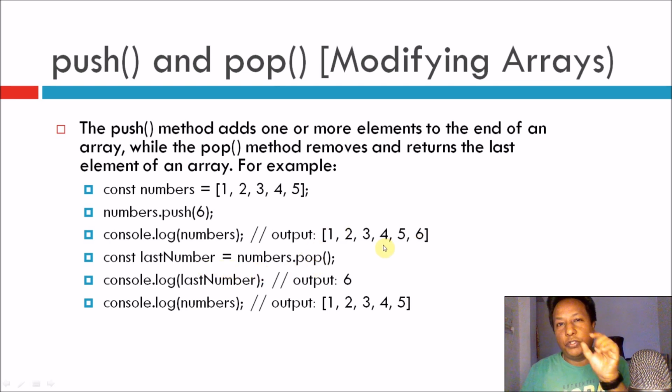Okay, so we will use the pop method. What it will give you is 6, and it will store 6 into lastNumber, and the array will become 1 2 3 4 5, because 6 is already taken out using the pop method. So I hope this push method is clear.